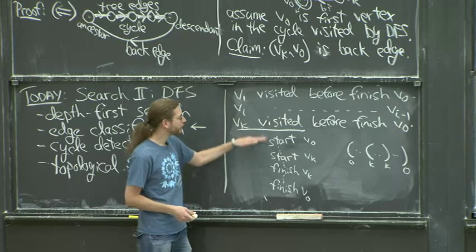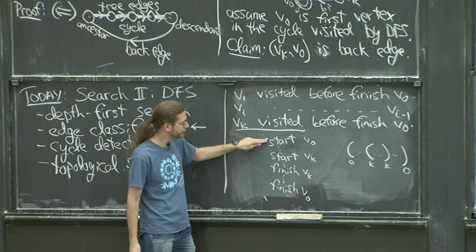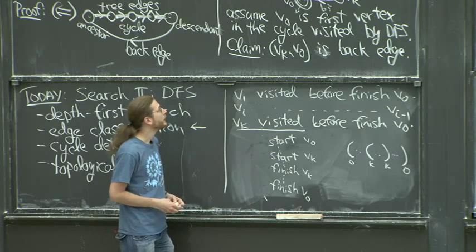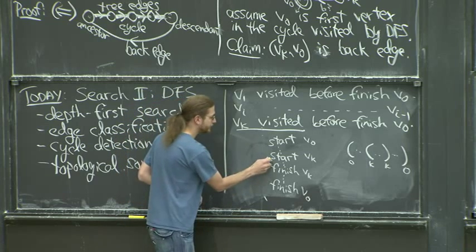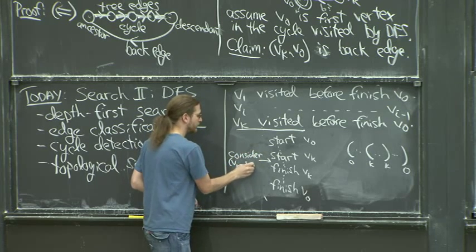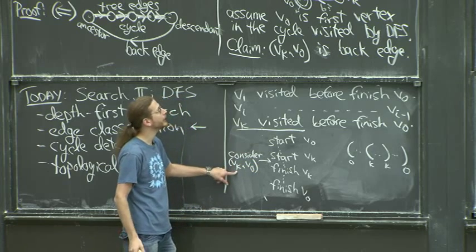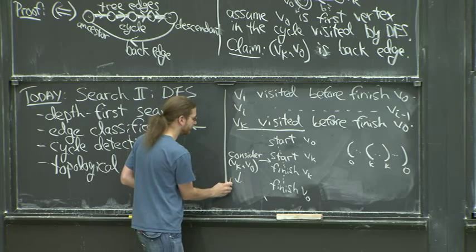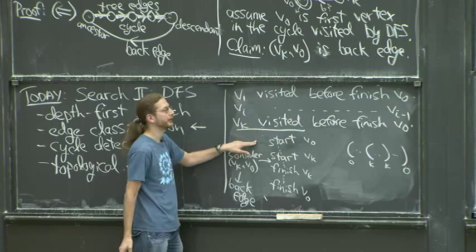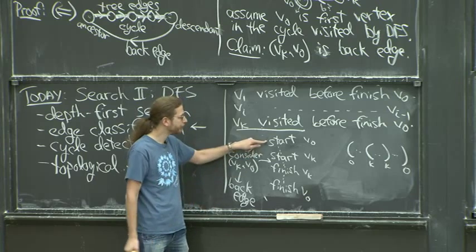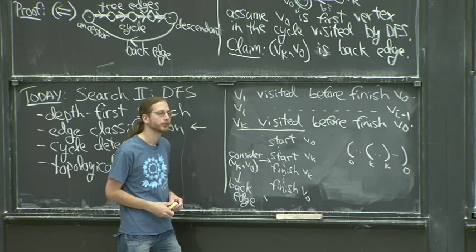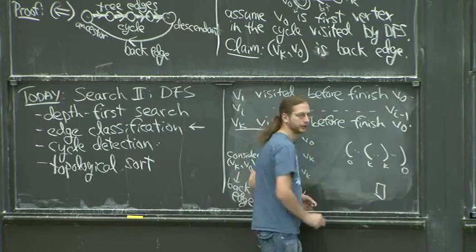OK, so we've just argued that the order is like this, because v0 was first, so vk starts after v0. And also, we're going to finish vk before we finish v0, because it's reachable and hasn't been visited before. So in here, we consider the edge vk to v0. When we consider that edge, it will be a back edge. Why? Because v0 is currently on the recursion stack. And so you will have marked v0 as currently in process. So when you look at that edge, you see it's a back edge. It's an edge to your ancestor. That's the proof. Any questions about that?